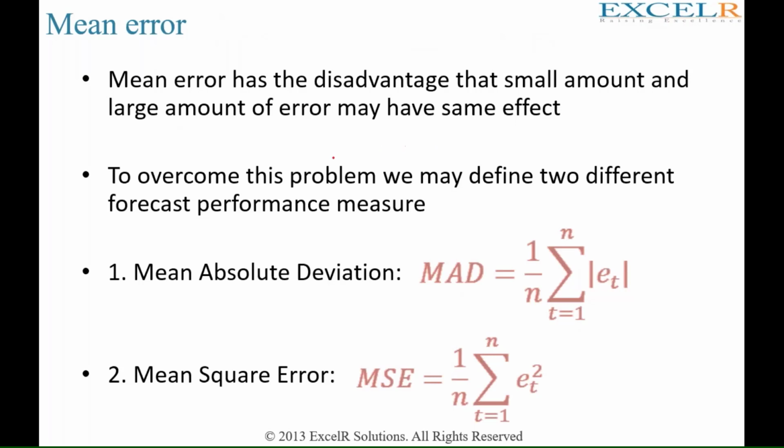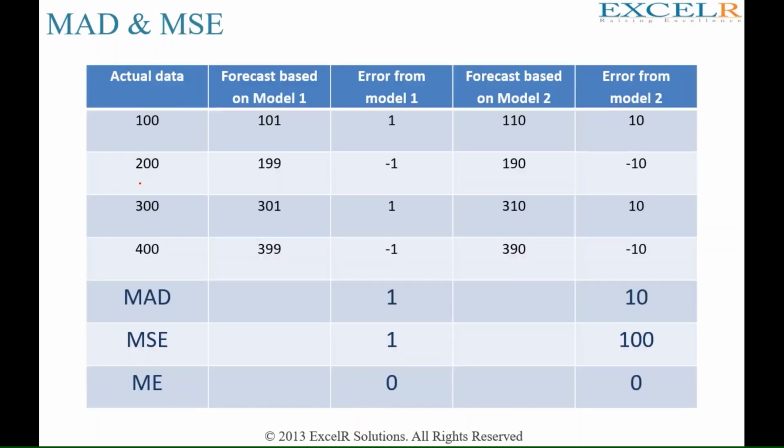Mean error has a disadvantage that a small amount and a large amount of error may have the same effect, as we have seen. To overcome this problem, we may define two different forecast measures. One is mean absolute deviation, another is mean square error. And here is the data. So you have the actual values here, and here are the forecasted values, and you get the error for model 1. When it comes to mean error, in both of these places you have a 0.